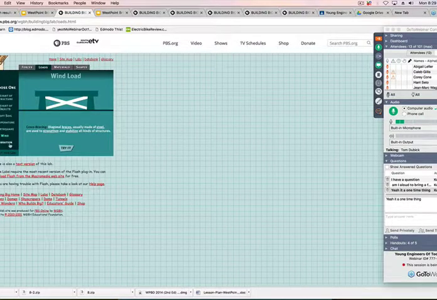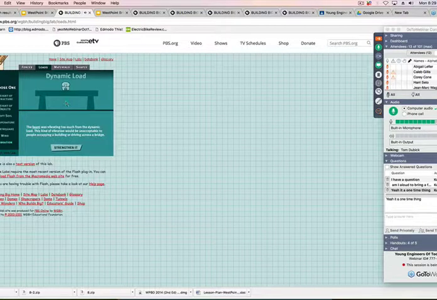Next one's a little bit weird. It's the vibrations over time. See how that's bending? It's going to get worse and worse and then break. All right? The Tacoma Narrows had that problem with vibrations.